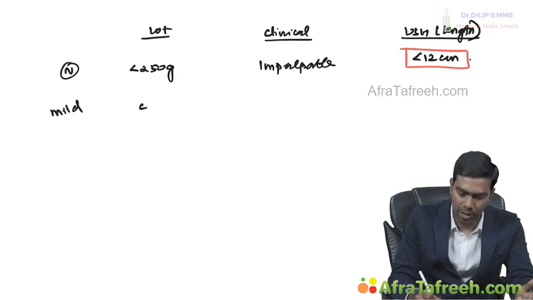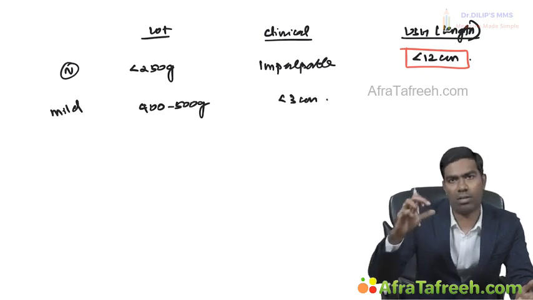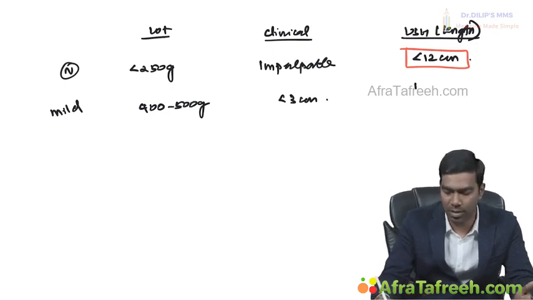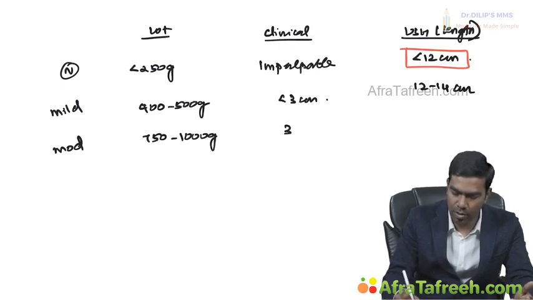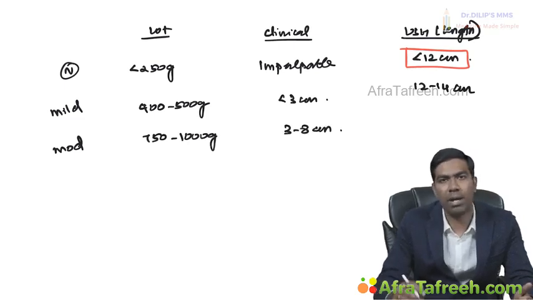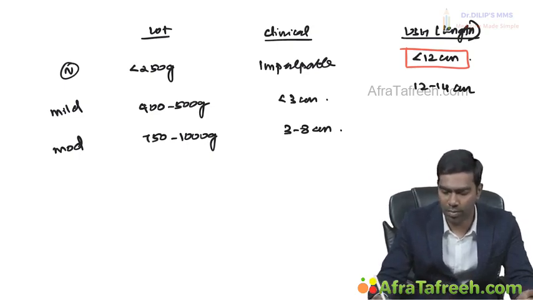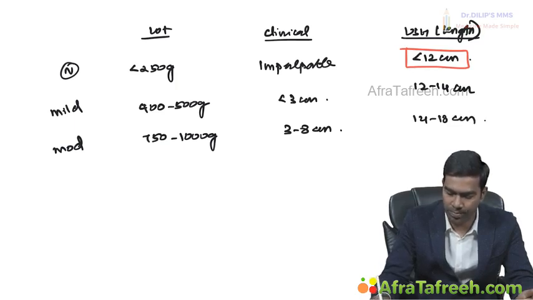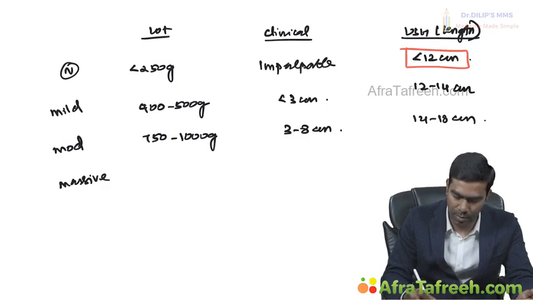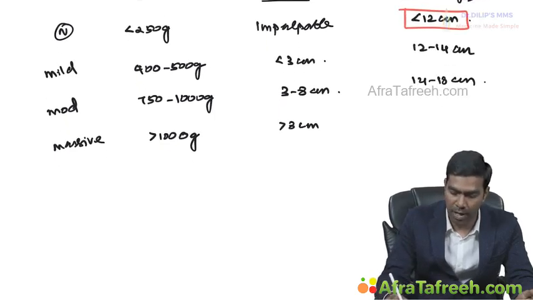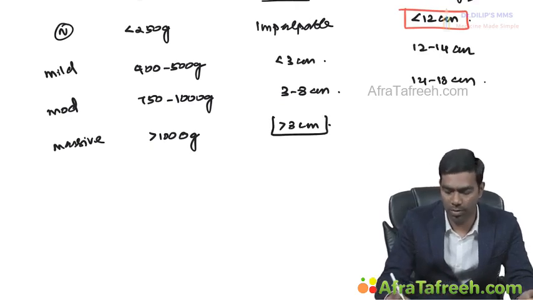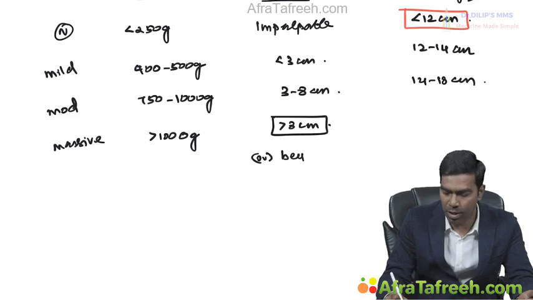Then you call it a mild splenomegaly if the weight of the spleen is somewhere between 400 to 500 grams, clinically the palpable length of the spleen is less than 3 centimeter, and on ultrasound it is in the range of 12 to 14 centimeter. You call it moderate splenomegaly when the weight of the spleen is 750 to 1000 grams, when it is palpable 3 to 8 centimeter from the left costal margin, and if it is 14 to 18 centimeter on ultrasound. You call it massive splenomegaly typically when it is more than 1 kilogram, 1000 grams, or when it is palpable more than 8 centimeter below the costal margin, or palpable beyond the umbilicus.